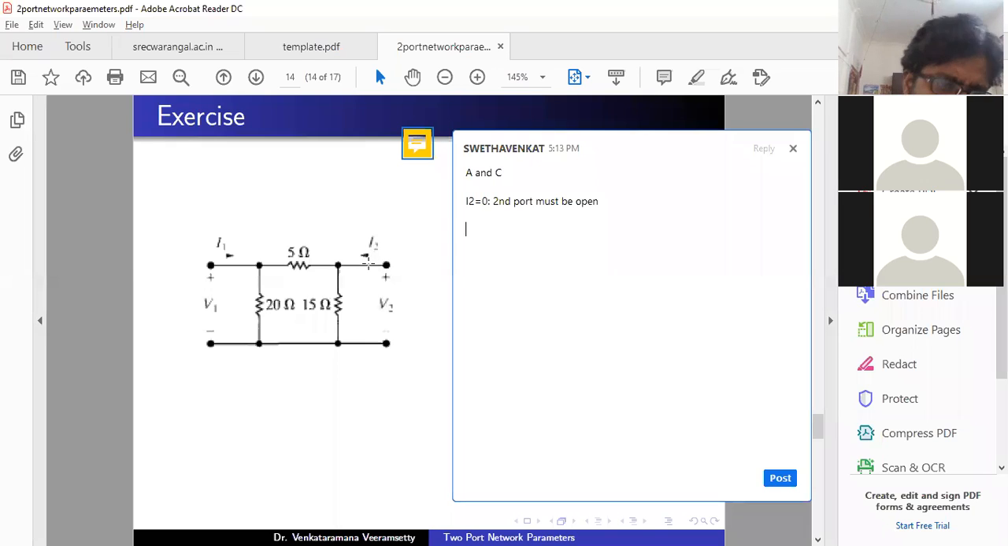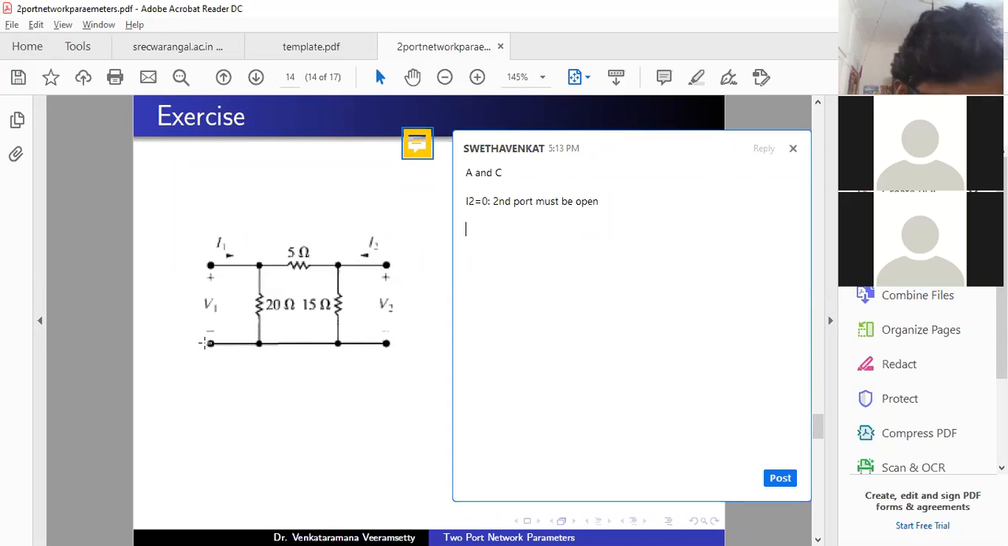So when I2 equal to 0, let us assume the input source V1, some voltage, is connected. The current I1 is flowing like this. At this node, the current is divided through the 20 ohm resistance and the 5 ohm resistance. The current in the open branch is equal to 0, so the total current flowing through the 5 ohm resistance is flowing through the 15 ohm only and coming back to the first port like this.